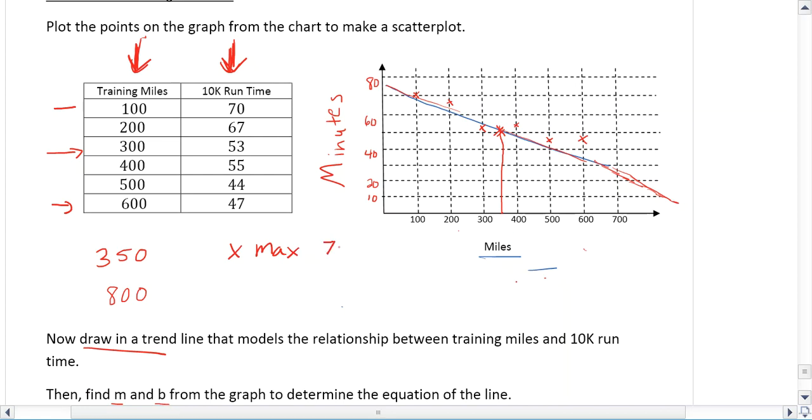So let's say you do 700 for your x max, and the highest y we have is 70, so you can set your y max at, well, let's just say 80. So if you make those two adjustments in the window setting and then you hit graph, you will see this scatter plot on your calc screen.